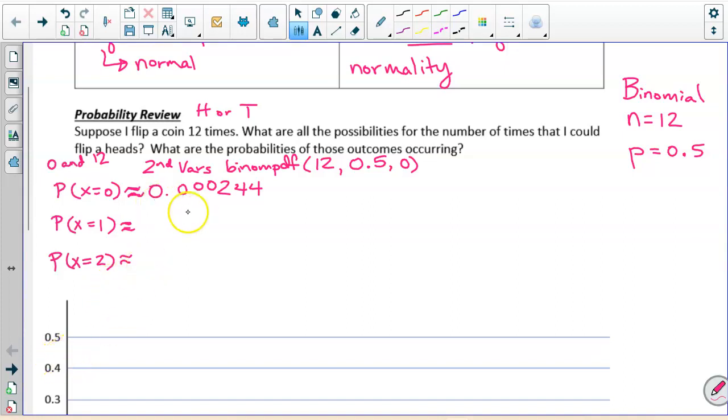So leave yourself some room. I did it like this to leave myself some space. So beside this one, I put x equals 4, x equals 5.